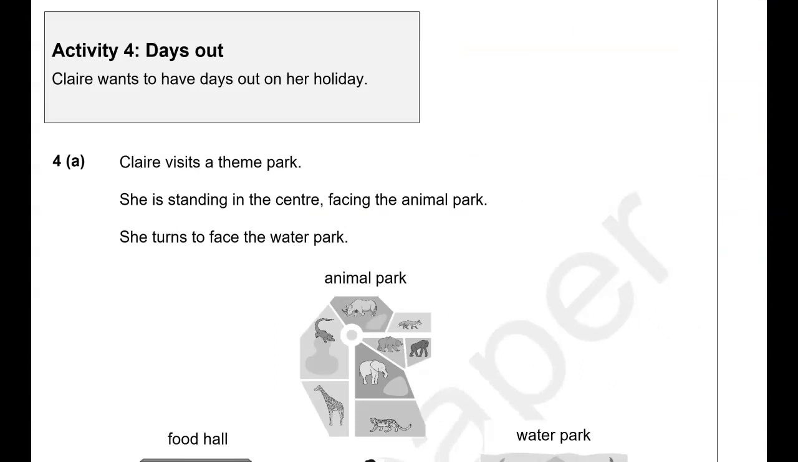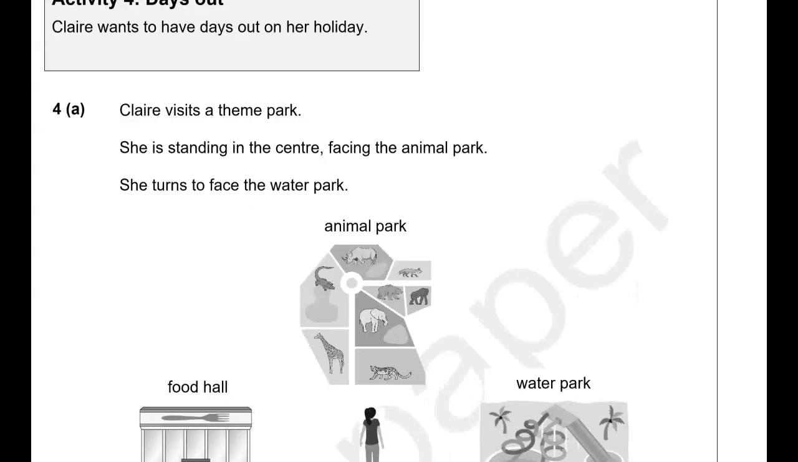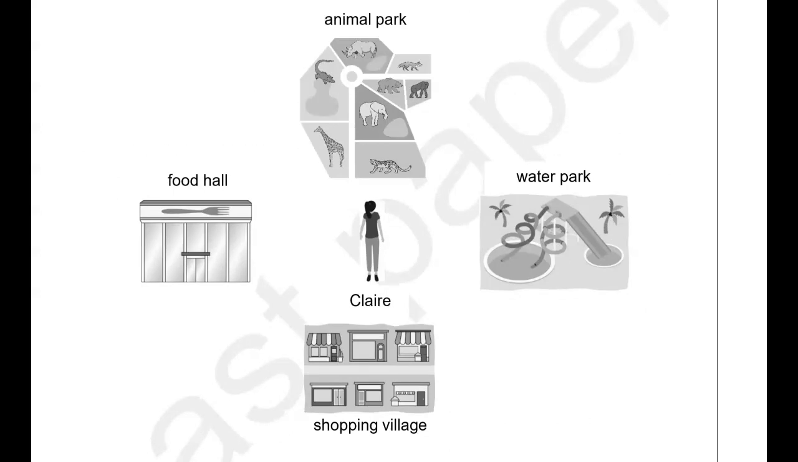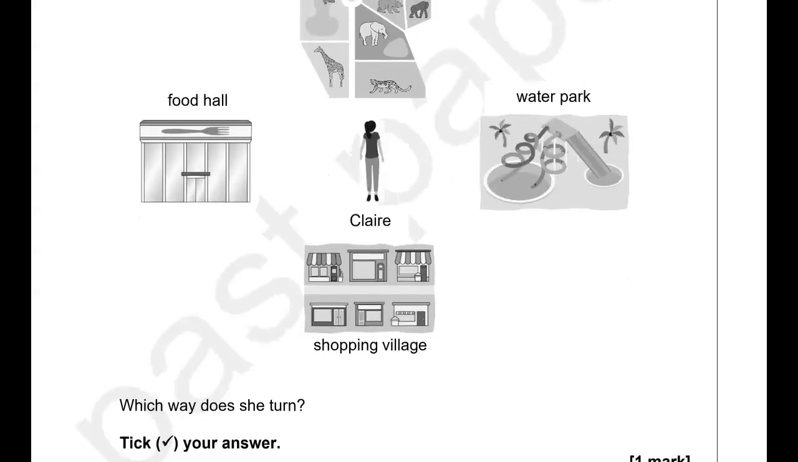Activity 4, days out. Claire wants to have days out on her holiday. Claire visits a theme park. She is standing in the center facing the animal park. She turns to face the water park. Which way does she turn? Tick your answer.